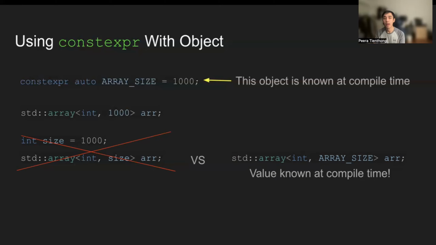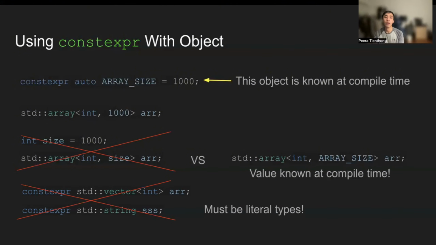And let's see another case. Let's say we declare constexpr with a variable of type vector and string. The vector can be allocated dynamically at runtime, and the string as well. So these types cannot be used at compile time.